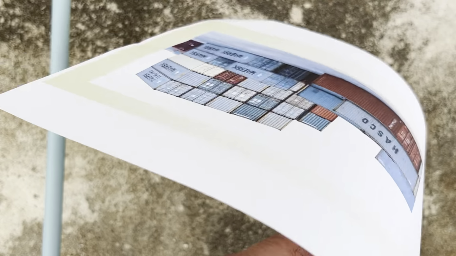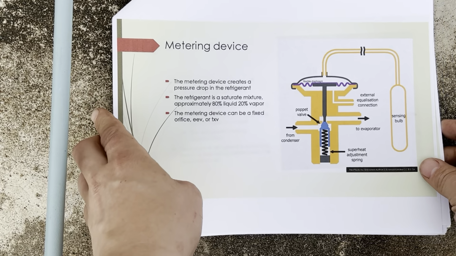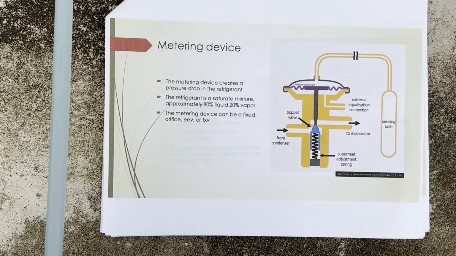Metering device. This metering device is going to be after your receiver. The metering device is going to create a pressure drop in the refrigerant. So why do we want to create that pressure drop? Well, we have to create that pressure drop in order to lower the temperature of the refrigerant so it can be heated back up once we get to the evaporator. And we'll talk about that in a second.